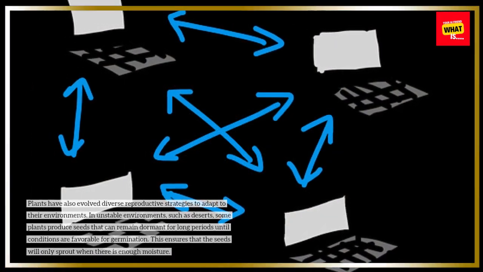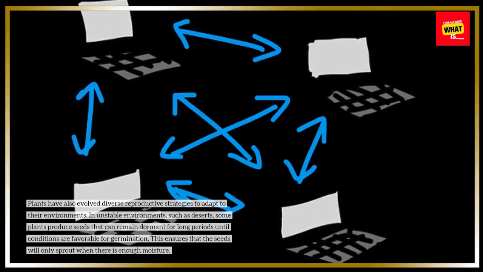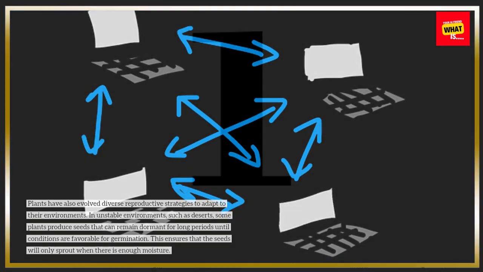Reproductive adaptations. Plants have also evolved diverse reproductive strategies to adapt to their environments. In unstable environments, such as deserts, some plants produce seeds that can remain dormant for long periods until conditions are favorable for germination. This ensures that the seeds will only sprout when there is enough moisture.